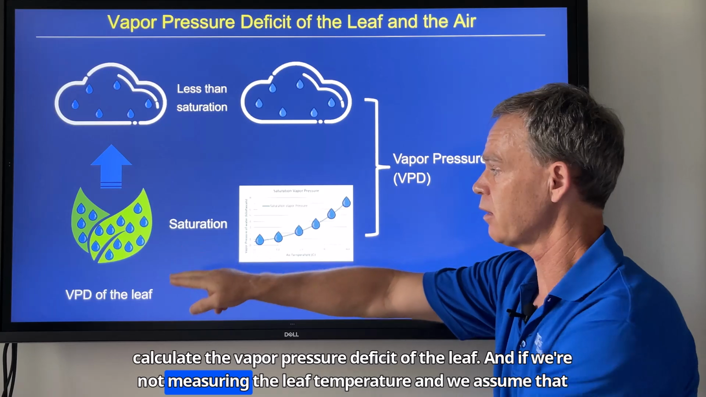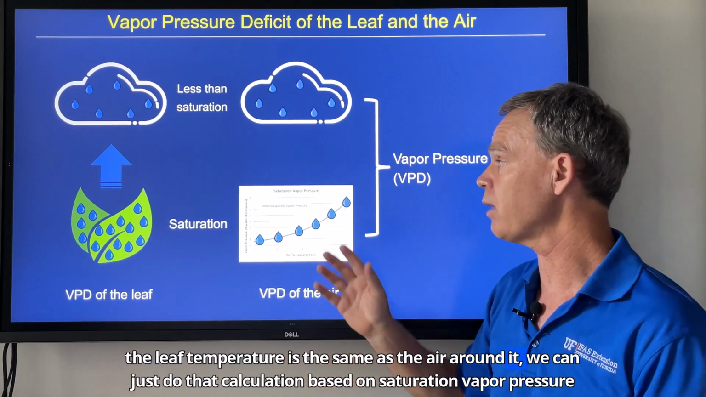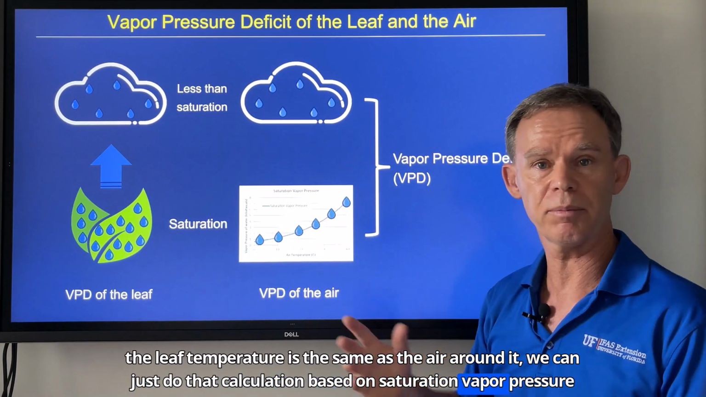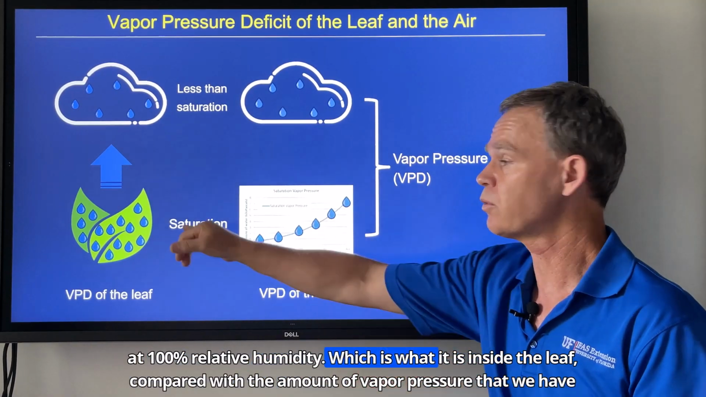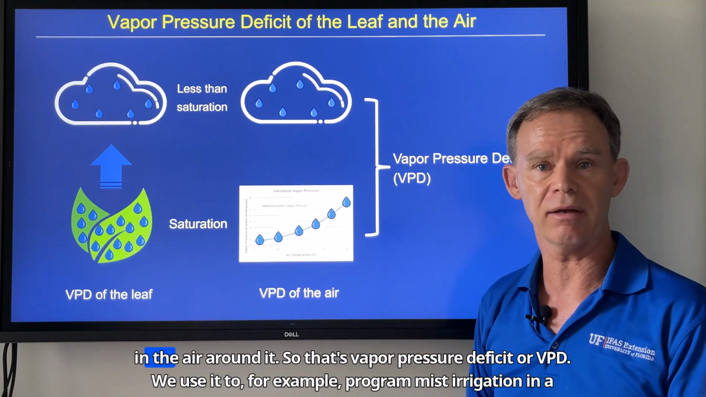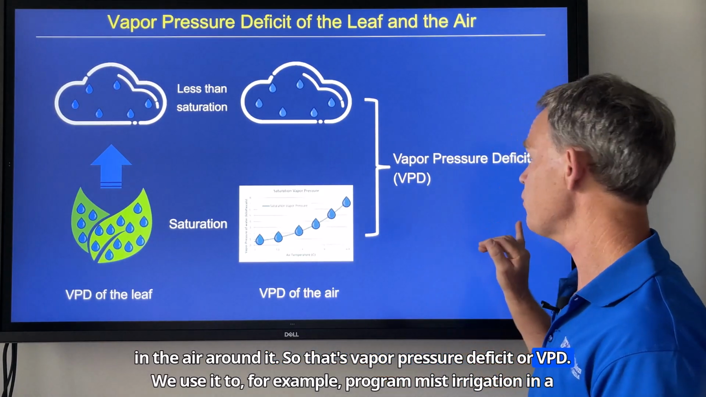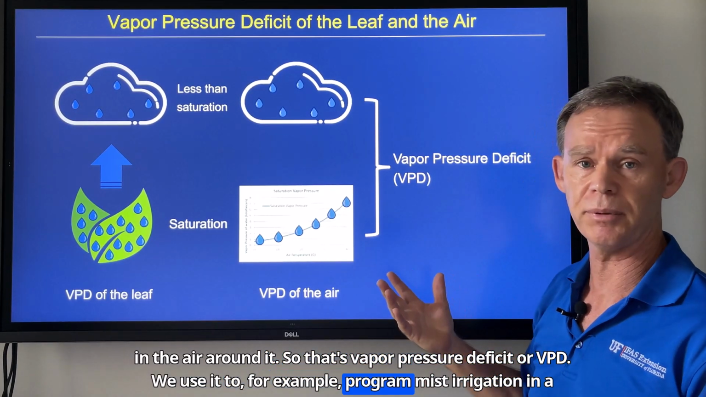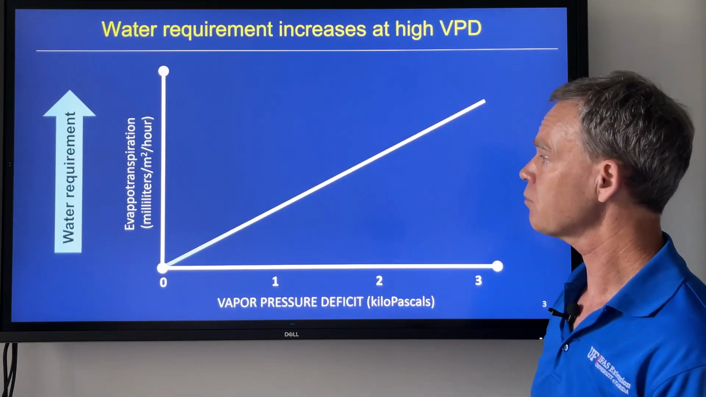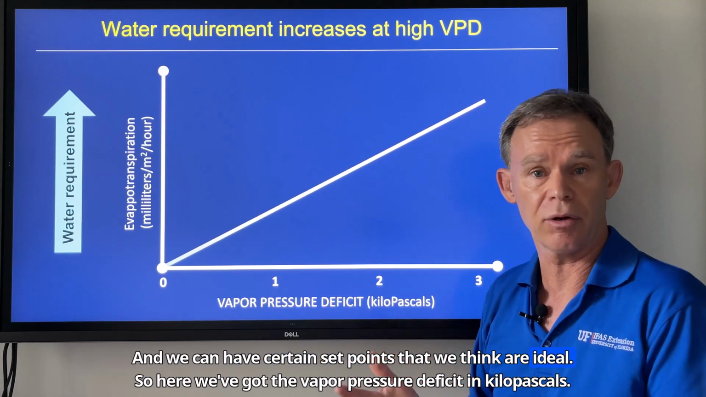If we're not measuring the leaf temperature and we assume that the leaf temperature is the same as the air around it, we can just do that calculation based on saturation vapor pressure at 100% relative humidity, which is what it is inside the leaf, compared with the amount of vapor pressure that we have in the air around it. So that's vapor pressure deficit, or VPD. We use it to, for example, program mist irrigation in a greenhouse, and we can have certain set points that we think are ideal.